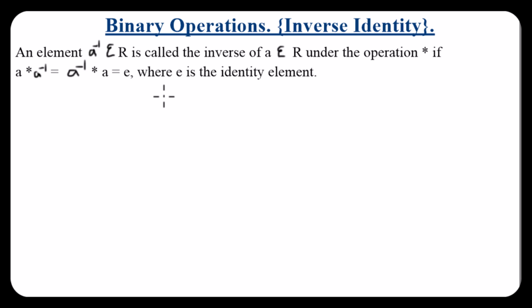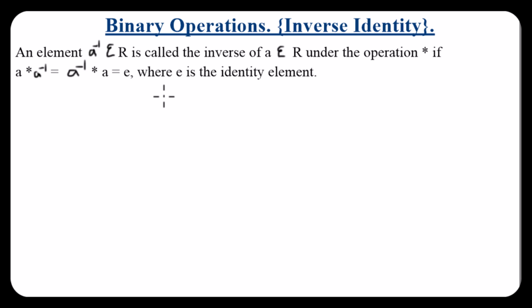So we are told that an element A inverse, if A inverse is an element of R, R being the set of real numbers, will be called the inverse of A if A itself is also an element of R, or a member of R, under the operation star, if A star A inverse or A inverse star A will be equal to the identity element. What do we mean by this?